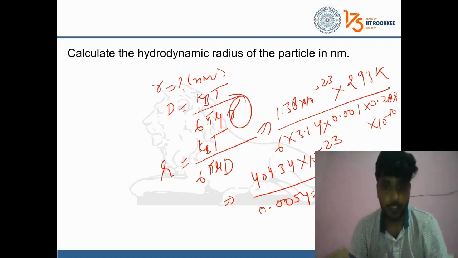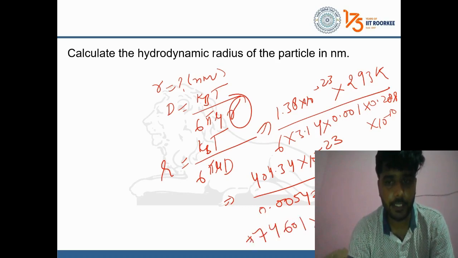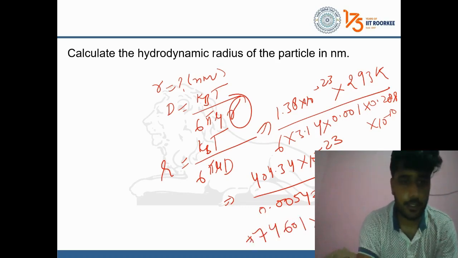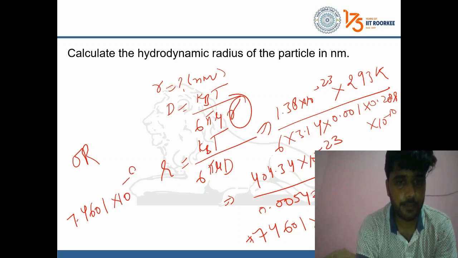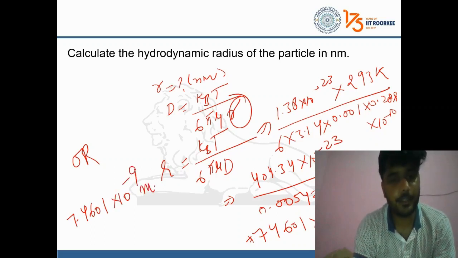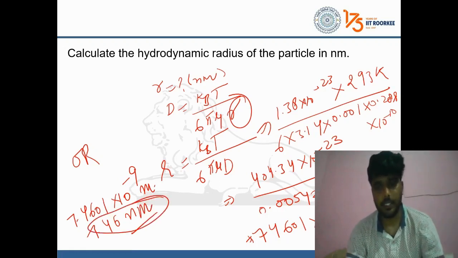And divided by, 404.34 divided by 0.00542 is 74601 into 10 raised to minus 33. Or I can say 7.4601 into 10 raised to minus 9 meter, or 7.46 nanometer. So this will be the right answer for this.